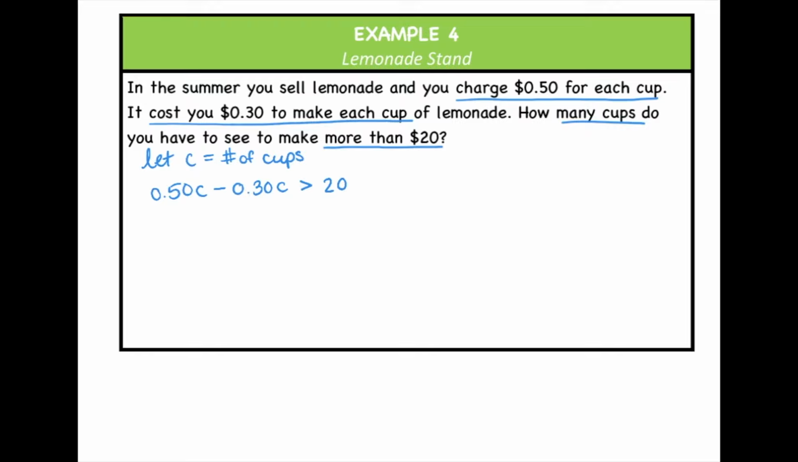So first step here is we're going to combine our like terms. So 0.5C minus 0.3C leaves us with 0.20C, and that needs to be greater than 20. Second step is to divide both sides of this inequality by 0.20. On the left, it cancels out because we performed the inverse operation of multiplication. So we divided on both sides, leaving us with C is greater than 100.